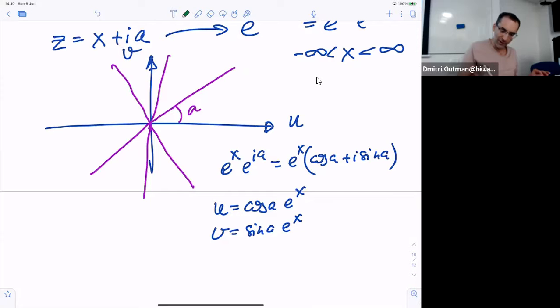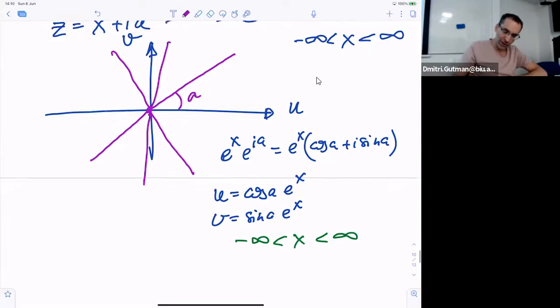So these are my points. My points are e to the power x times cosine a, and e to the power x sine a. So x runs from minus infinity to infinity. When x is equal to minus infinity, I have an exponent of minus infinity, which is 0. So it means that I'm here at the origin. At minus infinity I'm at the origin, and at plus infinity I'm at infinity.